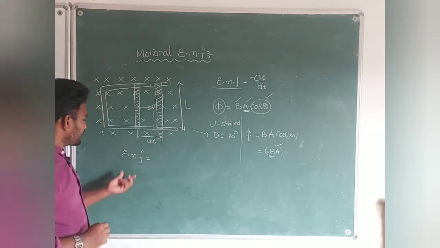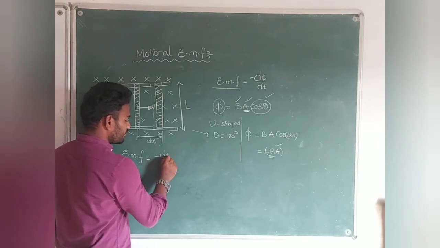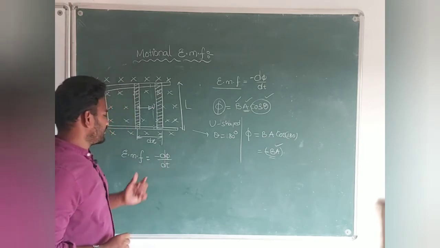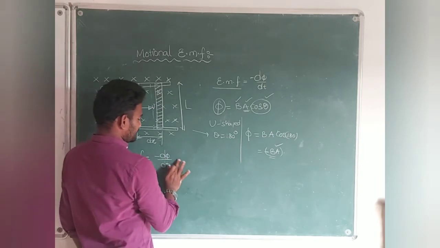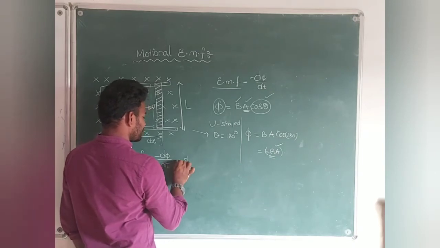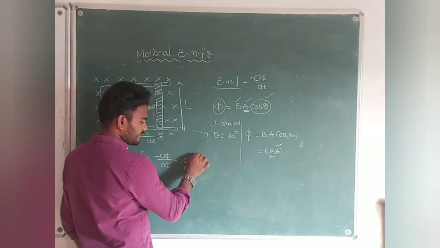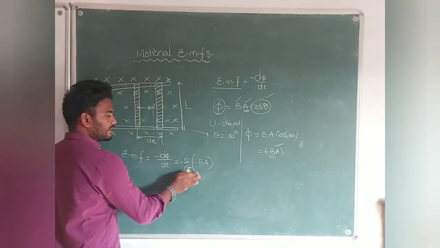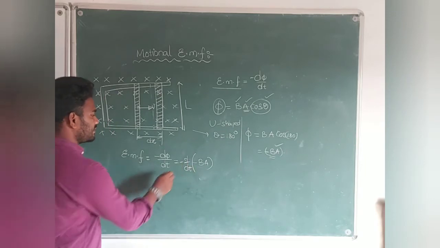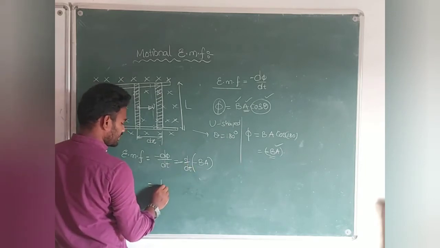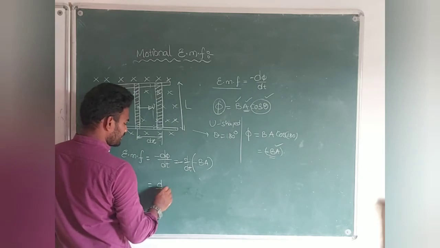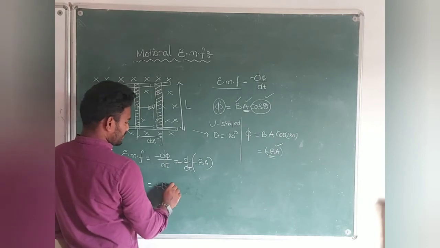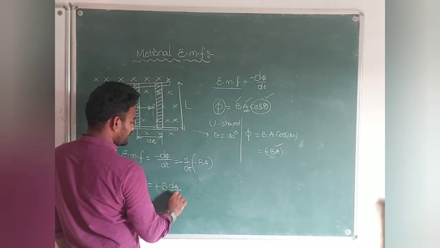EMF is given by, according to Faraday's electromagnetic induction, d phi by dt, you will be getting the EMF value. It is nothing but minus of d by dt of minus BA, students. Any doubts here? Minus BA. This minus and minus will become plus. So finally I will be getting plus d by dt of, better you take B outside, plus B, then dA by dt I can write.